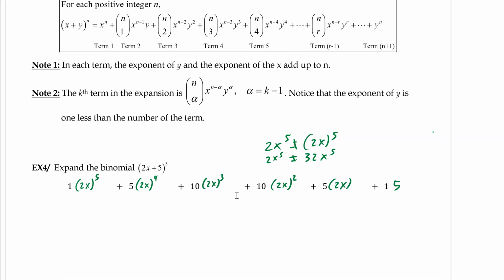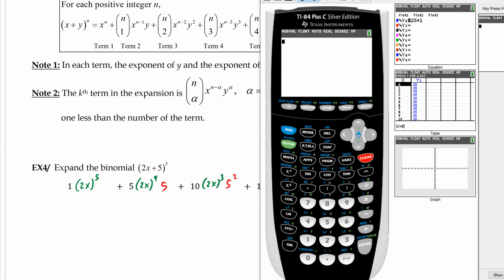That would be 5. Let's do that in red. 5 to the 5th, and then 5 to the 4th, and then 5 cubed, and then 5 squared, and then 5. And if you remember, we always verify if it's a degree 5, there should be 1, 2, 3, 4, 5, 6. One more term than what was given. And then we simplify. So we're going to get 2 to the 5th, that's 32.